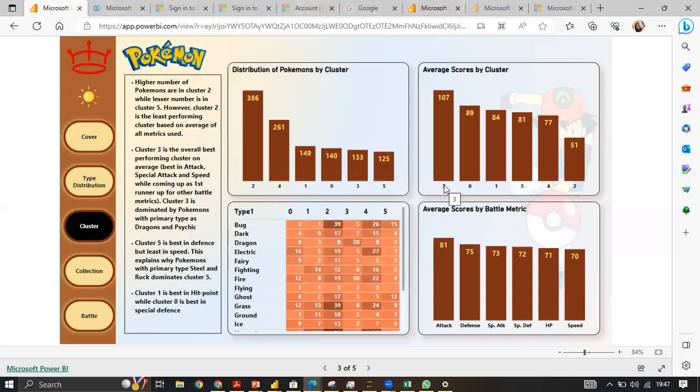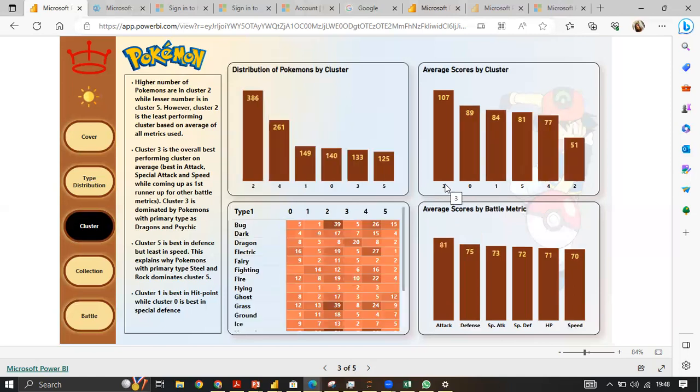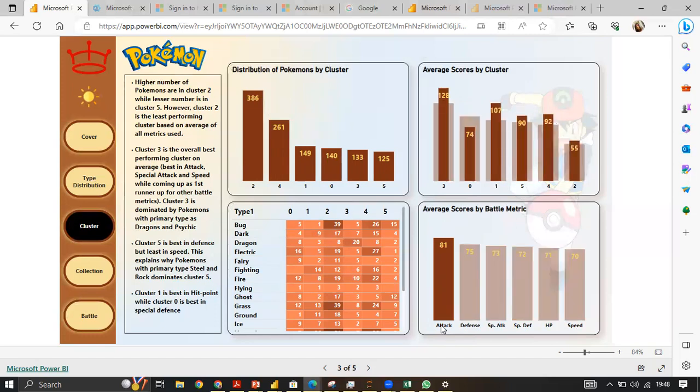So when I click on cluster 3, I can see that their attack is strong, their special attack is strong, they have relatively high speed, and they have more than average hit points, because the average hit point is 71. So I can click on attack, and I'm seeing that cluster 3 is leading in attack, and I'll click on defense, and the cluster that is leading on defense is cluster 5. So cluster 5 is best in defense, just like I stated here. And on special attack, cluster 3 is leading.